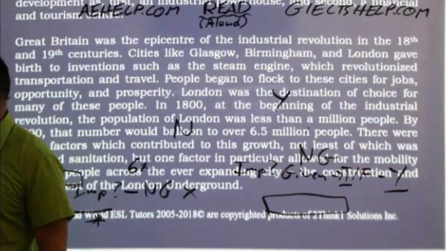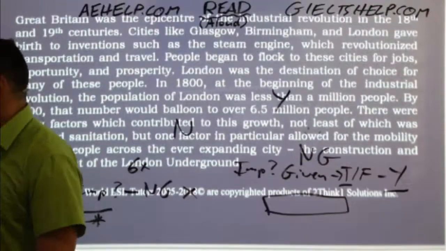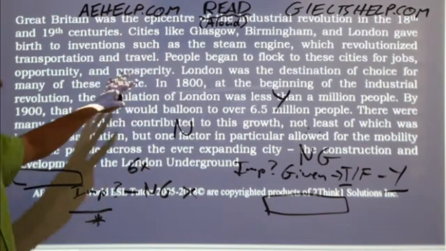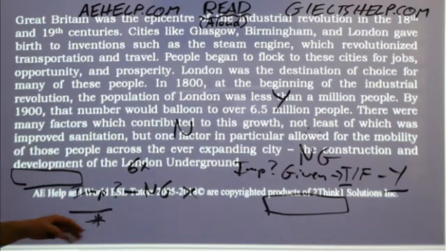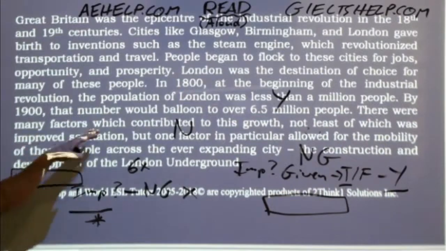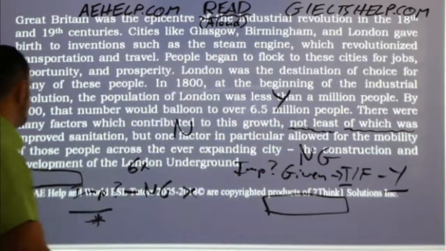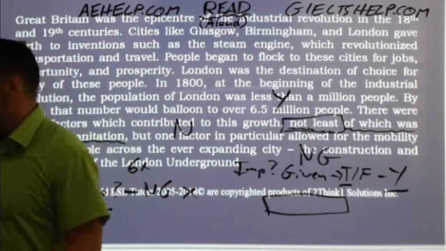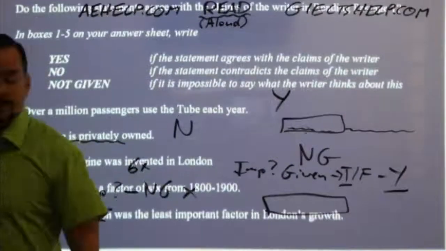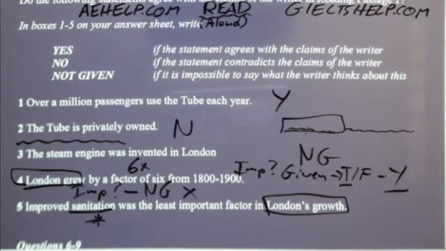And read that part of the passage. I remember it was about the Industrial Revolution and the growth of London. There's that 6.5 million people. And then here it says there were many factors which contributed to this growth, not least of which was improved sanitation. Now careful, because here we have not least, okay? And here in the question, we have the least. So this is the opposite.